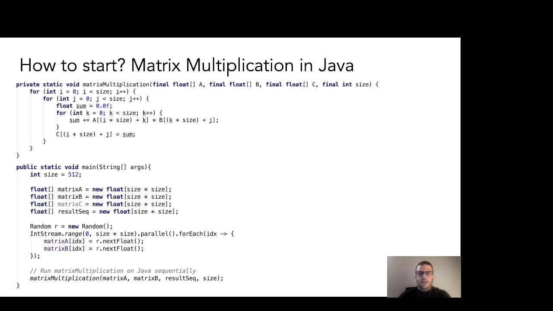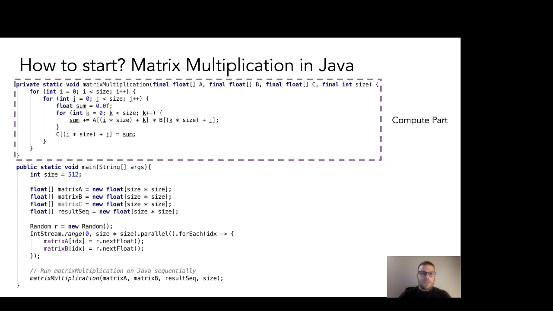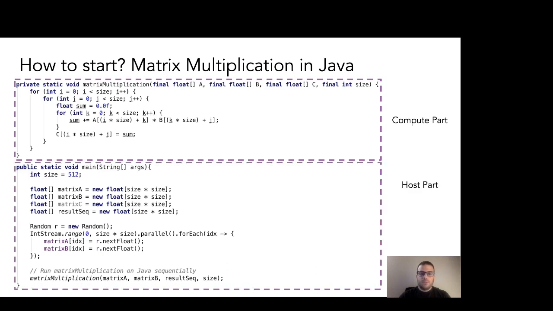In this example, we have implemented matrix multiplication in Java. We use the primitive types. In a sense, all our arrays are float types. And we have two parts in our class. The first method corresponds to the actual computation of the matrix multiplication, while the second one is the host part, which performs all the initialization of data and the declaration of the matrices.